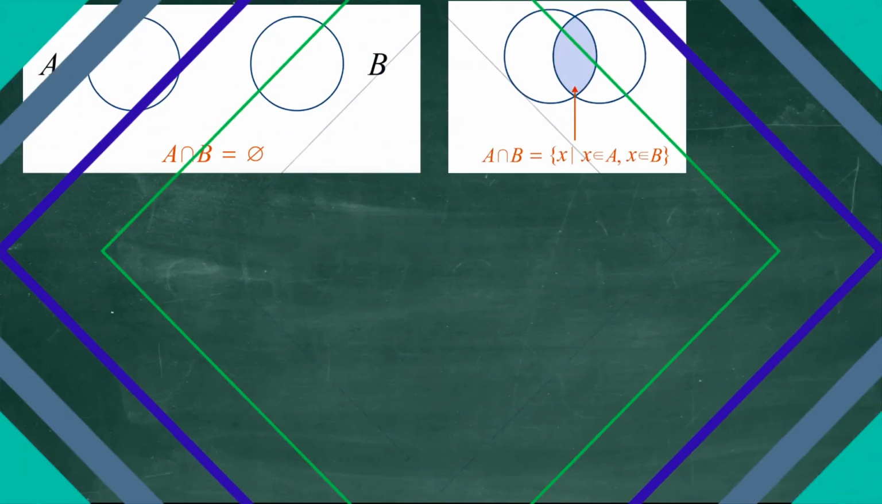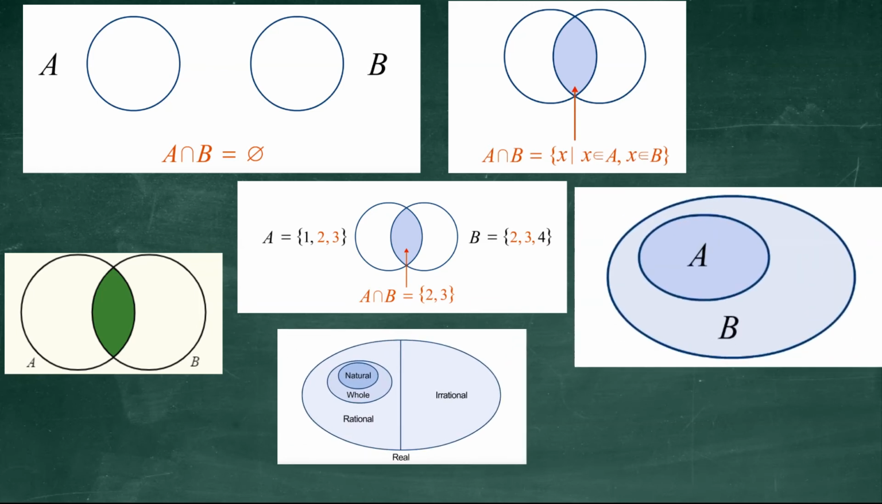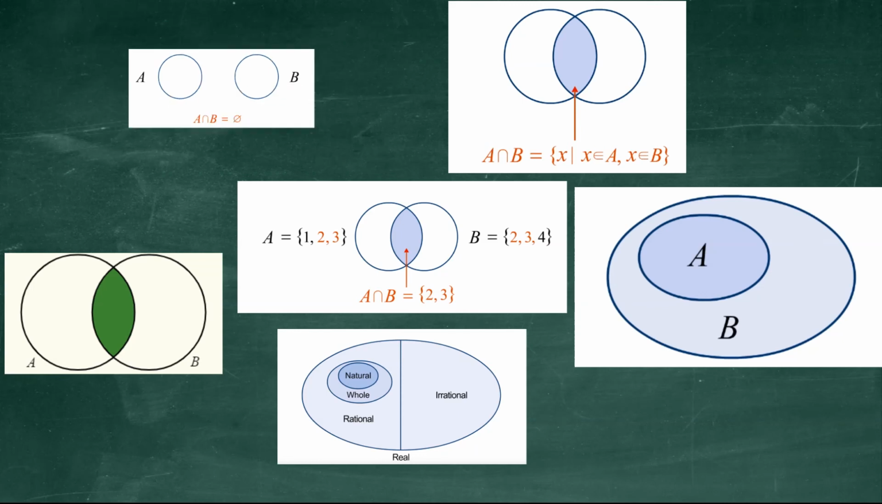So far, we have seen how various relations between sets as well as set operations such as intersections and unions can be represented using Venn diagrams. In the next video, we will see how we can use the Venn diagram to visualize more complex set operations.